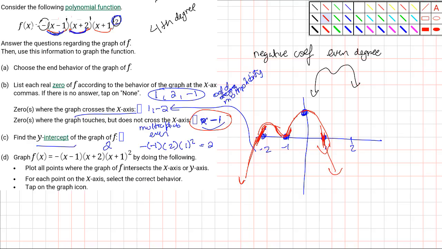So remember that if it's an even multiplicity, the graph does not cross the x-axis. Wherever we have odd multiplicities, it crosses the x-axis, but you also have to remember what the end behavior of the graph would look like. I hope this helps.